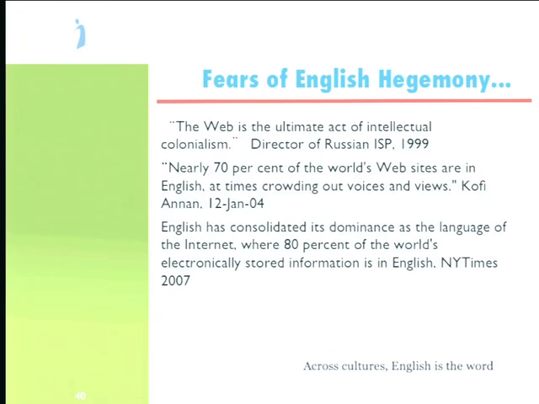In 1999, the director of a Russian ISP said the web is the ultimate act of intellectual colonialism. Kofi Annan, then the United Nations Secretary General, said a few years later, nearly 70% of the world's websites are in English, at times crowding out other voices and views. What's odd about that statement? 70% are in English, that's true and unproblematic. What's odd about the second part? How do you crowd out the views of French or Spanish speakers on the web?